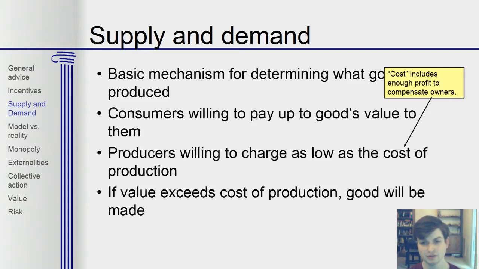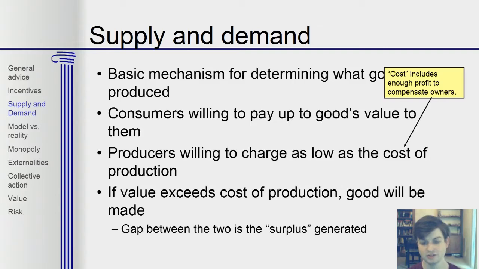Right? Now, if what customers are willing to pay, the good's value, exceeds the cost of producing it, right? What producers require to charge in order to produce it, then that good will get made. And this is the general idea behind capitalism, right? By working this way, we guarantee that goods get produced if and only if the value of having that good exceeds what it costs to produce it.